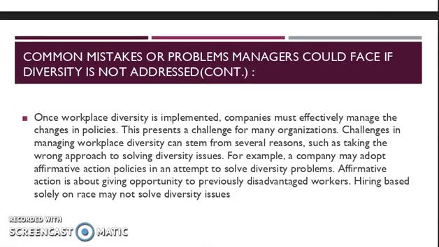Another common mistake is that once workplace diversity is implemented, companies must effectively manage the changes in policies. This presents a challenge for many organizations. Challenges in managing workplace diversity can stem from several reasons, such as taking the wrong approach to solving diversity issues. One example is if our company adopts affirmative action policies in an attempt to solve diversity problems. Affirmative action is about giving opportunity to previously disadvantaged workers. Hiring based solely on race may not solve diversity issues.